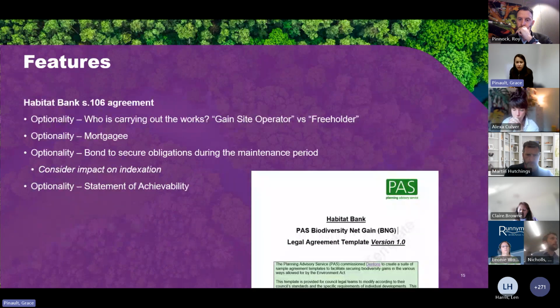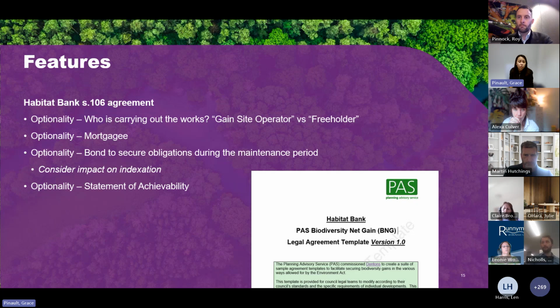In terms of the features for the Habitat Bank agreement, it is worth flagging that there's an optionality for who's carrying out the works. So there's a concept of the freeholder. You may have a leaseholder there who is just a gain site operator. So that's someone who's on the land, has a sufficiently long interest in the land to be carrying out those works and delivering the ongoing maintenance of those works. It's an option. It's not necessarily something that you have to do. You may have a freeholder or a developer who owns the Blue Edge land.